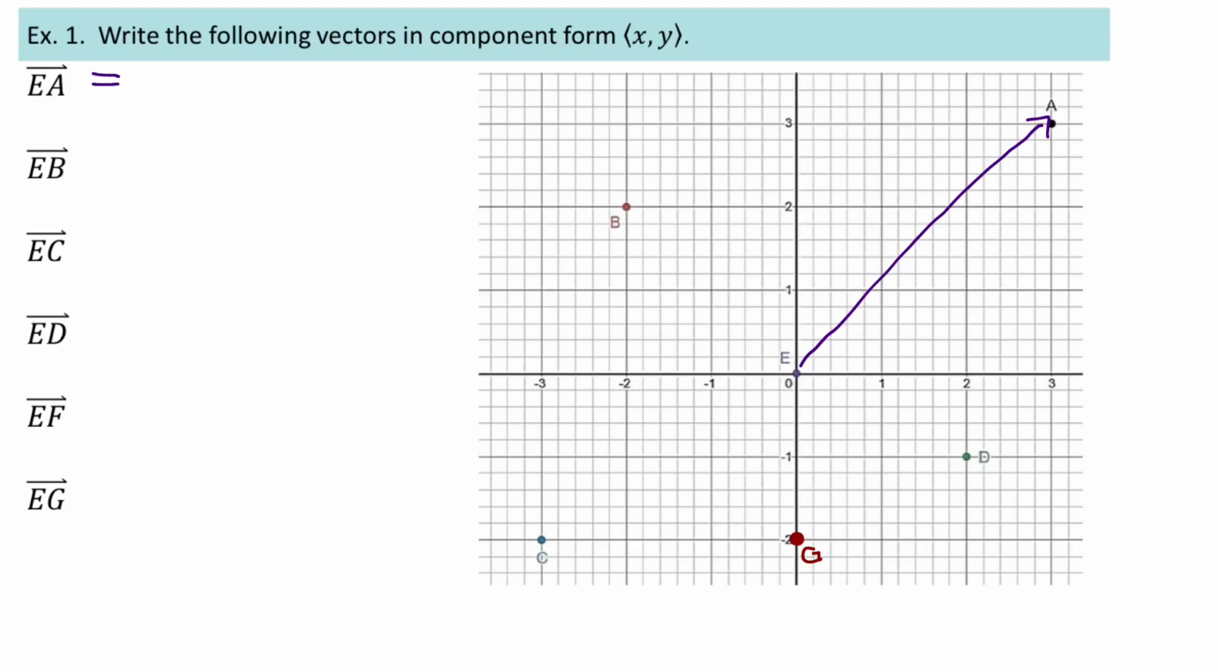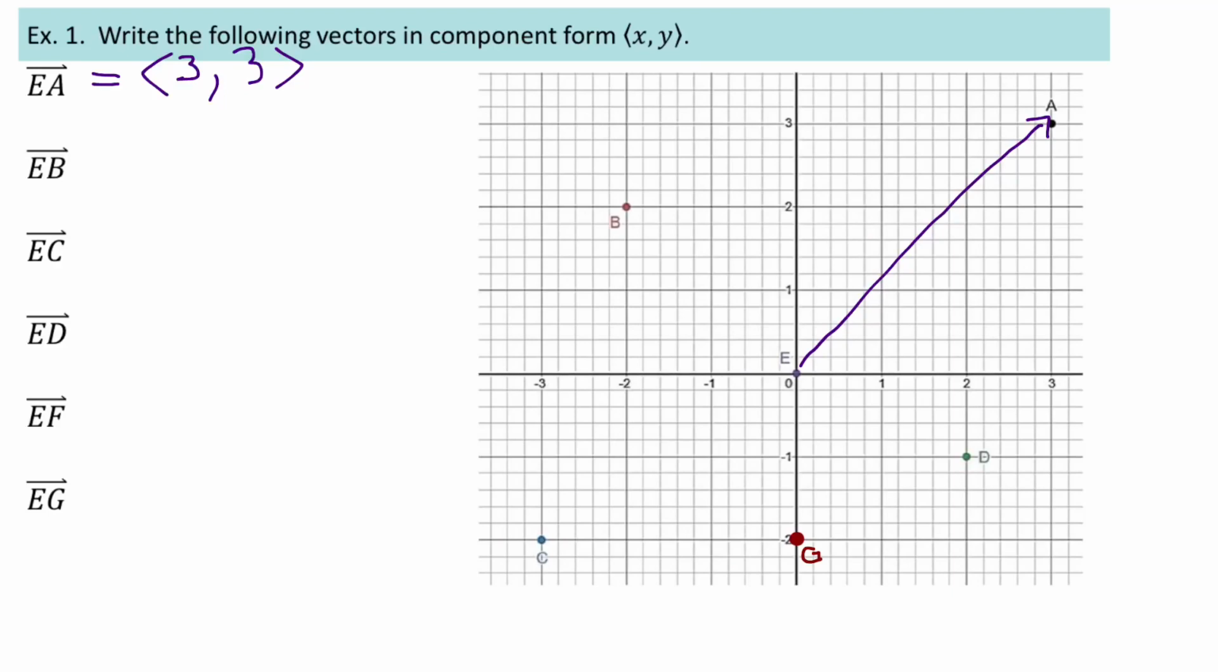So we'll say equals pointy bracket. Now I can see that the x dimension is over 3, so I'm going to say 3. And then the y dimension is up 3, so I'm going to say 3 again. And that's how I'm going to write the vector EA.